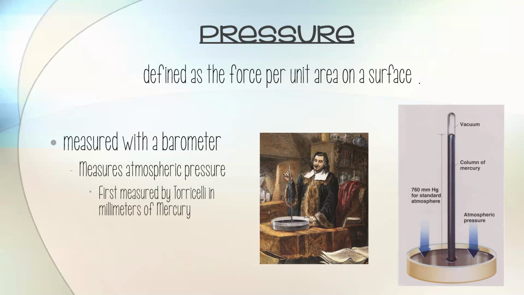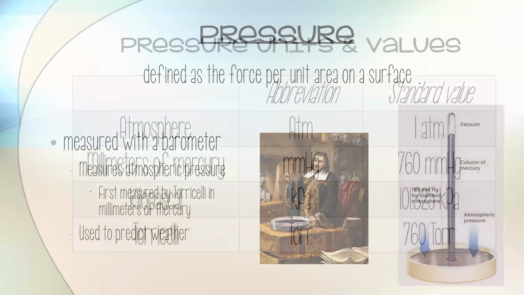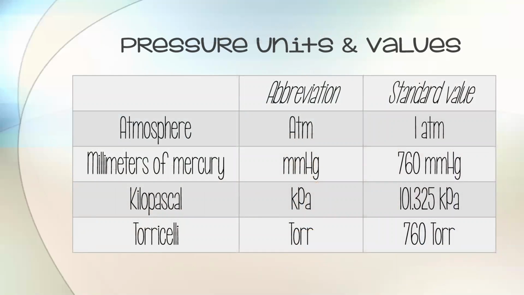It was first used and measured by Torricelli, and he used millimeters of mercury, mercury being the liquid metal. And he actually used this to predict weather, and they still use barometers to predict weather. So changes in pressure signify changes in weather conditions. So once again, some common abbreviations. Atmosphere is ATM, millimeters of mercury is mmHg with a capital H and G, kilopascal is kPa with a capital P, and then Torricelli, torr. And then there's your standard value for all of them.